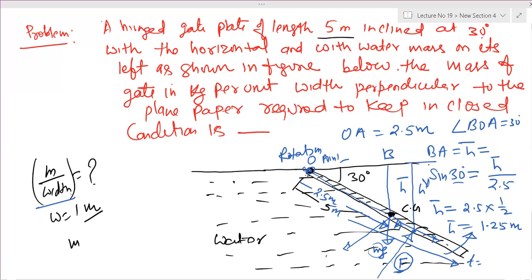This is your mg. So how much is this angle? This angle is 60 degree. So here it will be mg cos 60 degree, and then mg sin 60 degree. The mg cos 60 degree component will not have any effect on torque. Only mg sin 60 degree into this distance matters. Okay, let us write now.